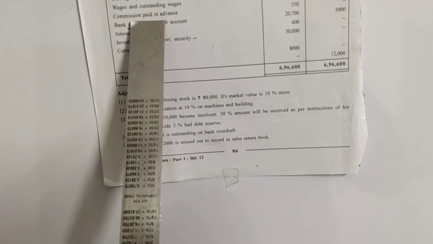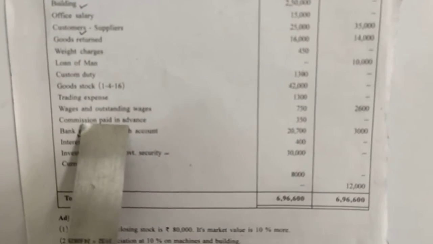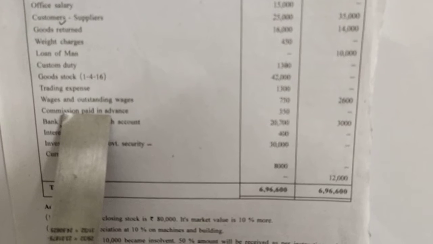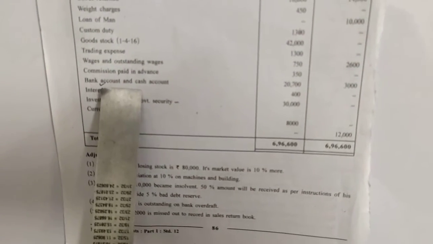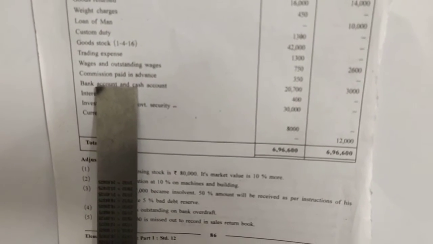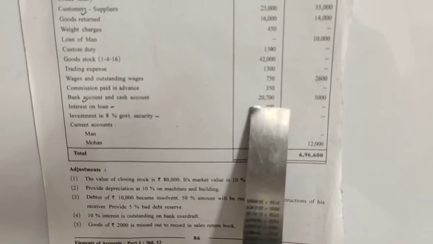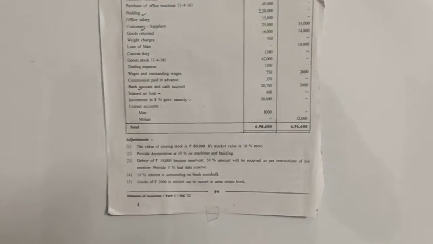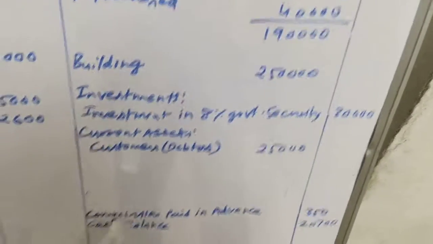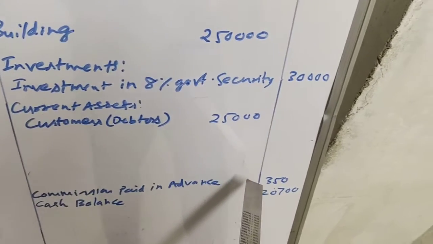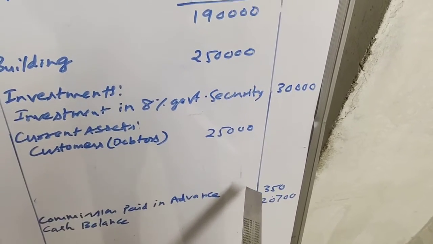The next item is commission paid in advance rupees 350. So it is what? It is a kind of prepaid expense that is considered as an asset. So here it is commission paid in advance rupees 350, asset side of balance sheet.